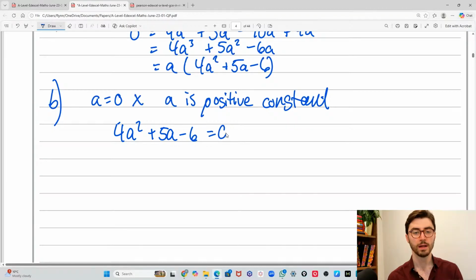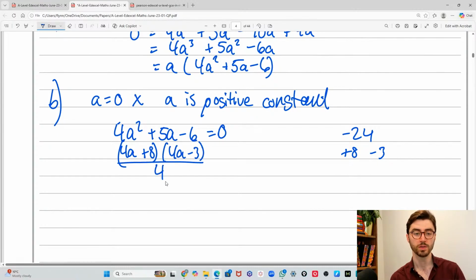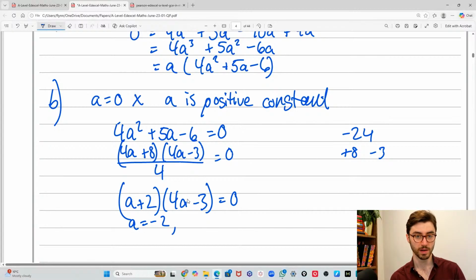4a squared plus 5a minus 6 equals 0. And I'm going to use my special method that I learned from the IB side of things. 4 times the minus 6 gives me a target number of minus 24, and I need factors that add to 5. So that would be plus 8 and minus 3. So I'm going to do 4a plus 8, 4a minus 3, and all of this over 4, where the 4 will cancel with the first term to give me a plus 2, 4a minus 3 equals 0. So a is equal to minus 2, which is not a positive constant, or a is equal to 3/4, which is the answer.